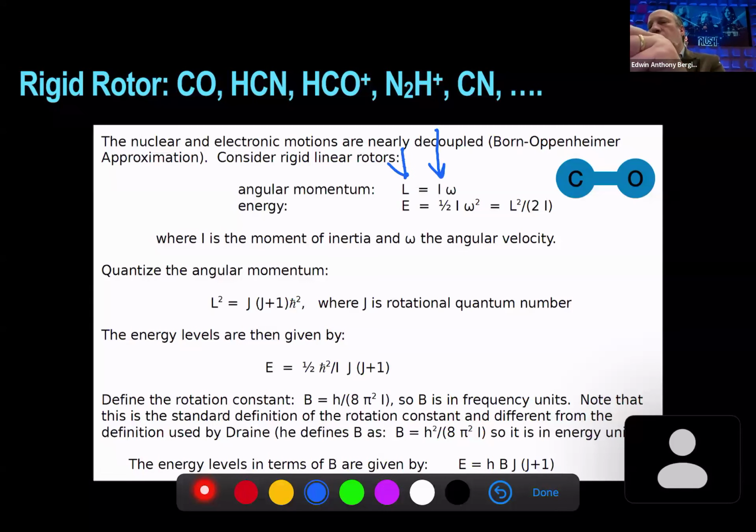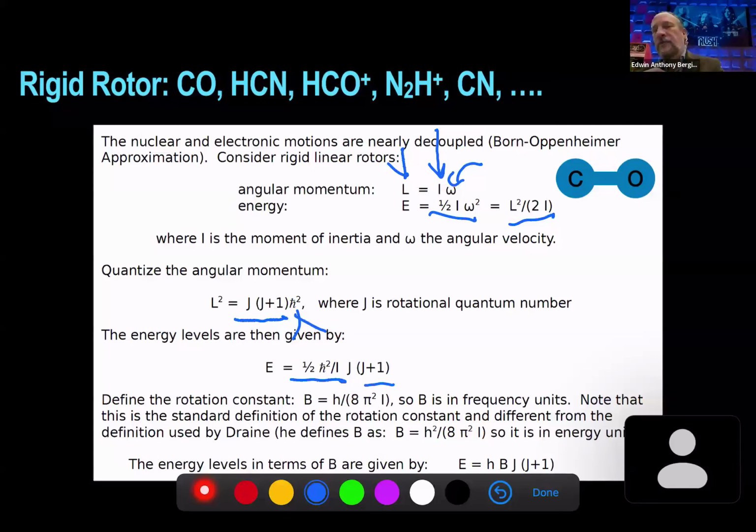This is the moment of inertia, and that's the angular frequency. It has a certain energy, and I can work out that energy in terms of the angular momentum. The angular momentum is quantized, so there's a quantum number, and of course that's the famous h constant divided by 2 pi. The energy levels of this motion can be worked out. It's 1/2 h bar squared over the moment of inertia times my different rotational states.